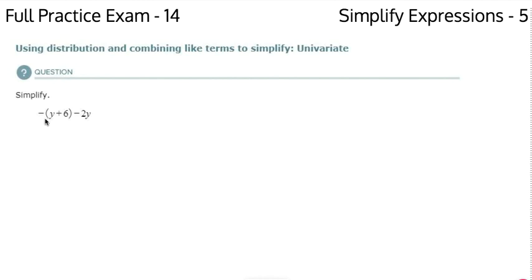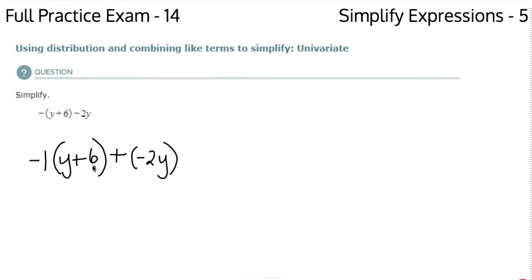So I could rewrite this as -1 times y plus 6. And then I'm going to add the opposite back here. So this is just cleaning up our expression a little bit so that it's easier and we can be more efficient when we simplify. So if we look at the order of operations, I cannot do anything inside my parentheses here, my y plus 6.